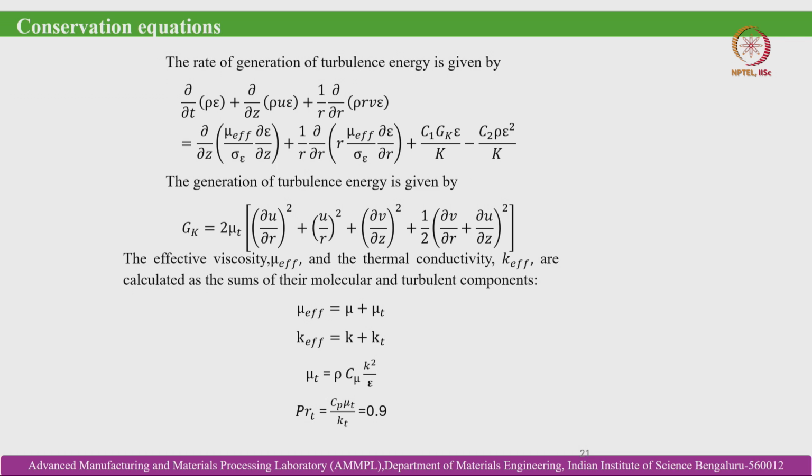So, the generation of turbulence energy is given by G K is equal to 2 mu T times del U by del R square plus U by R square plus del V by del Z square, plus half of del V by del R plus del U by del Z, whole square.